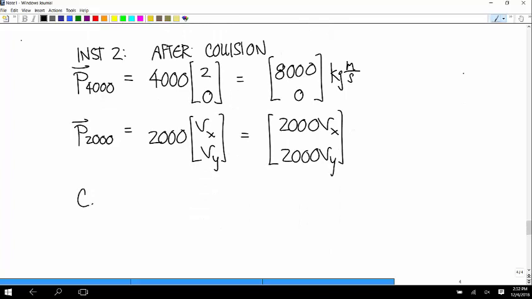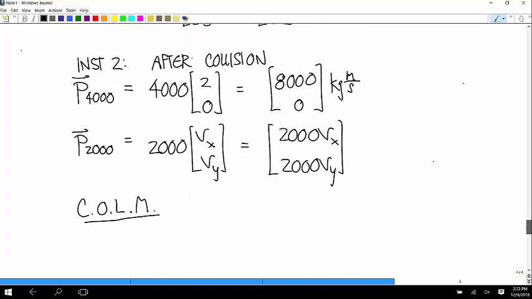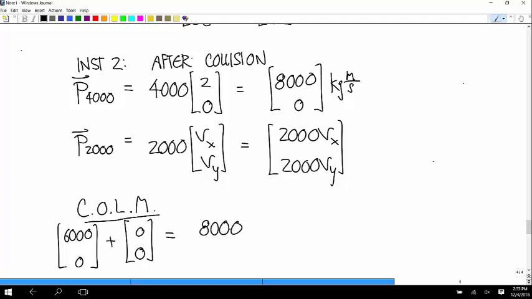And now plug that into conservation of linear momentum. It says 6,000, 0, which is what I'm using before the collision, plus 0, 0, is equal to the sum of these after the collision. So 8,000, 0 plus 2,000 Vx, 2,000 Vy.